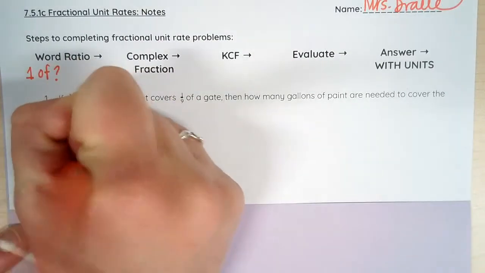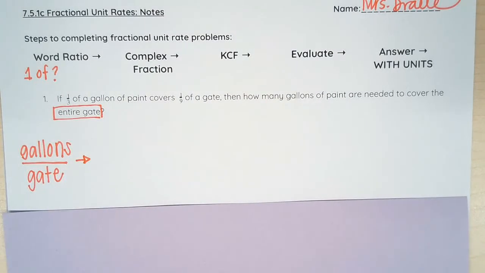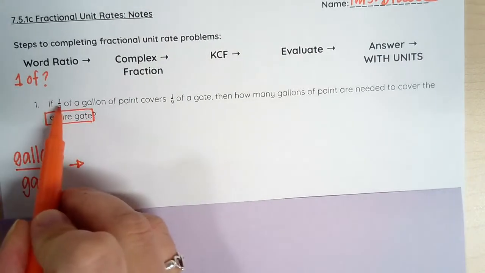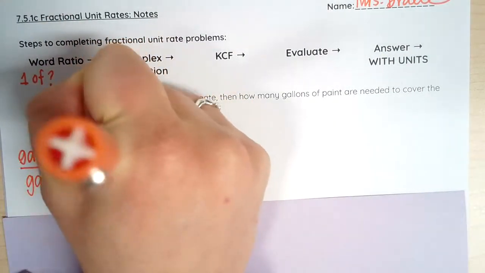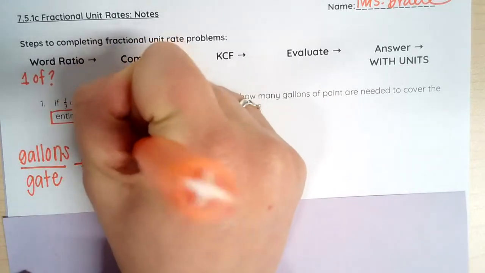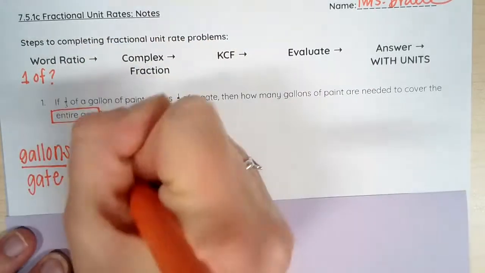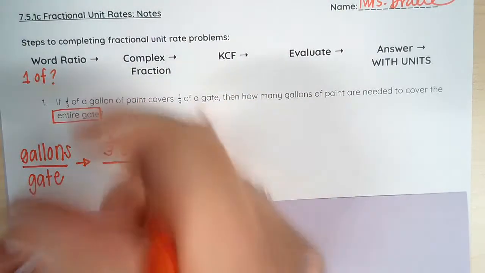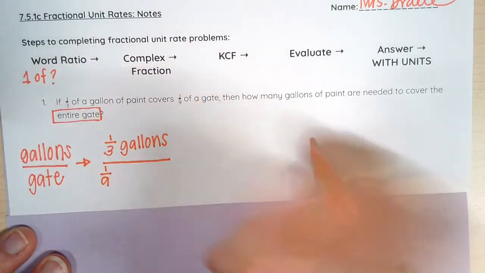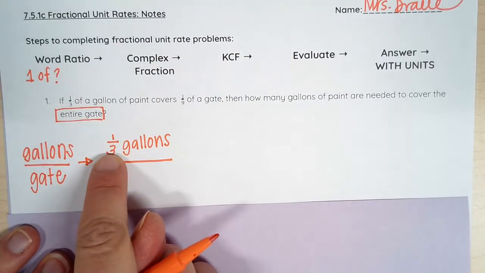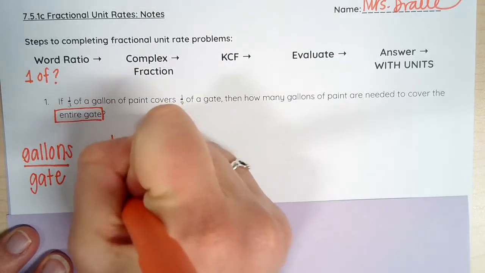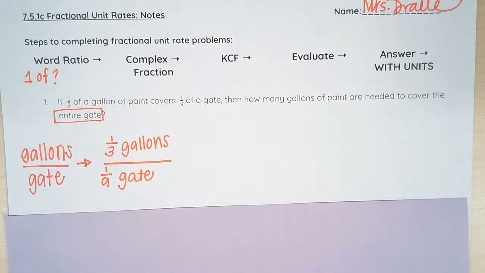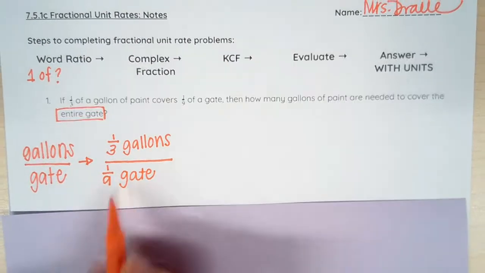Now I move to my complex fraction. So like I said, we will have a fraction on top of a fraction. So I start with my gallons. I want 1/3 of a gallon. So 1/3 gallons. Remember, this is unit rates, so we do need to include our units. And we will divide that by 1/9 of a gate. So we have a paint, we have 1/3 gallons, so that's part of a gallon, and it covers this much of our gate. Now our goal is to see how much one full gate would be.